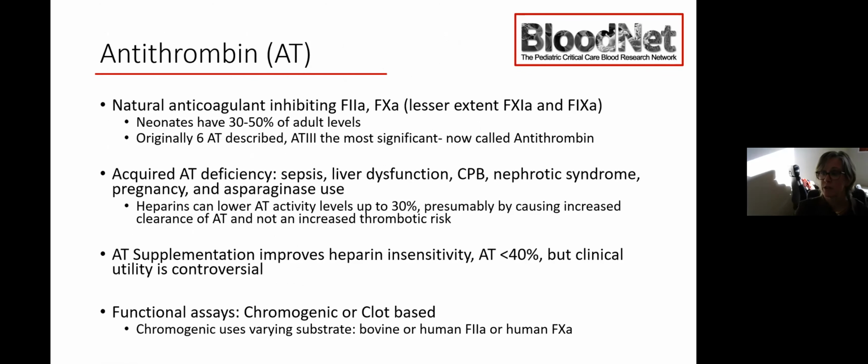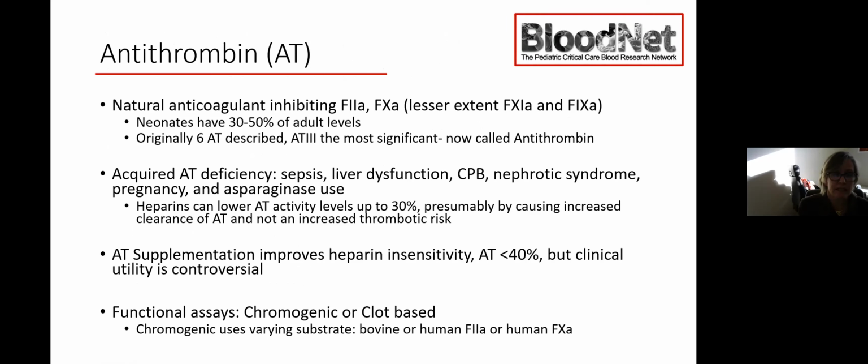All right, switching gears, we'll now talk about antithrombin levels, or AT. So antithrombin is a natural anticoagulant. It inhibits factor 2, factor 10, and to a lesser extent 11 and 9. Neonates have about 30 to 50% of adult levels.